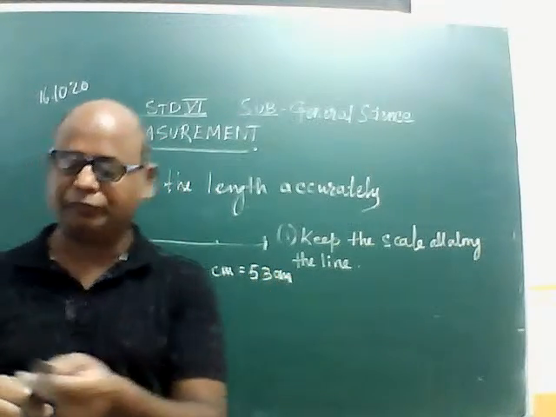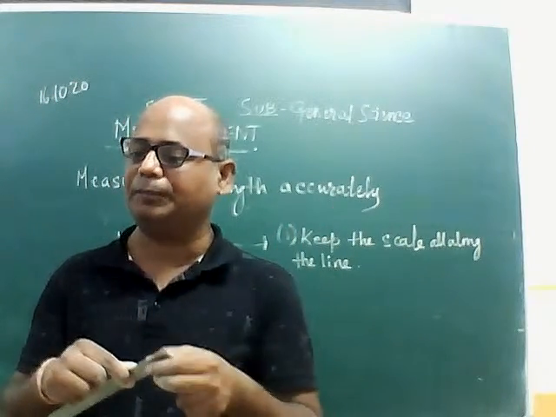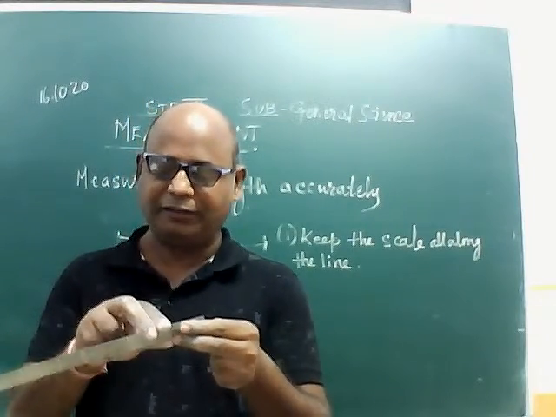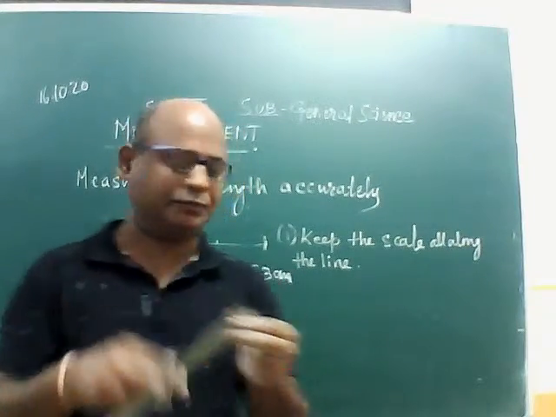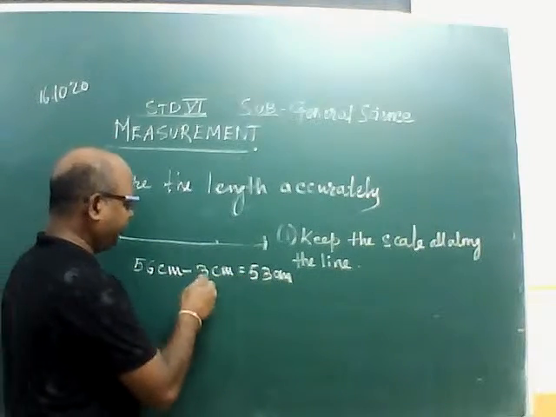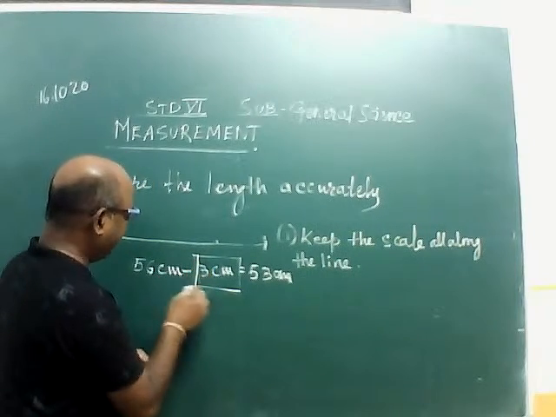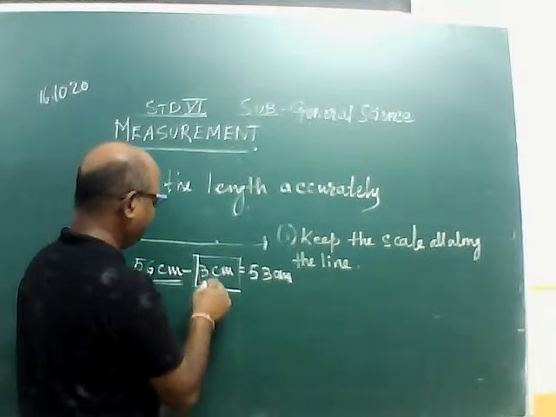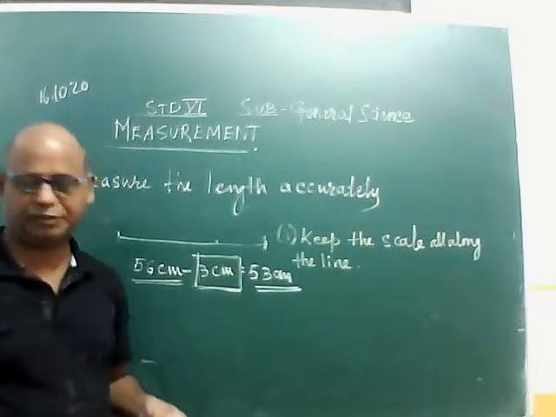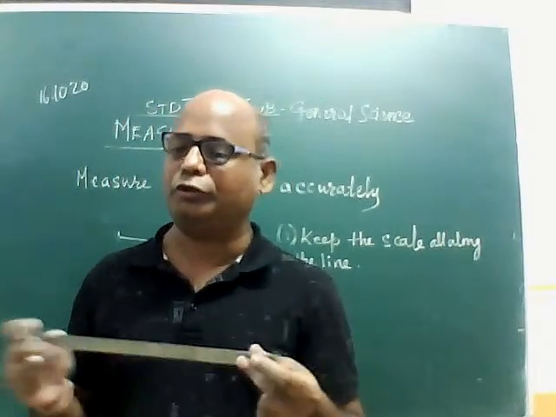Because this part was broken, we left that broken part and started from the other part. Okay, that's why we deduct it when we take the final result. So we started from the 3rd centimeter, and we subtracted 3 centimeters from the final result. So we get the length. Sometimes it happens that the scale is broken. So what to do at that time?